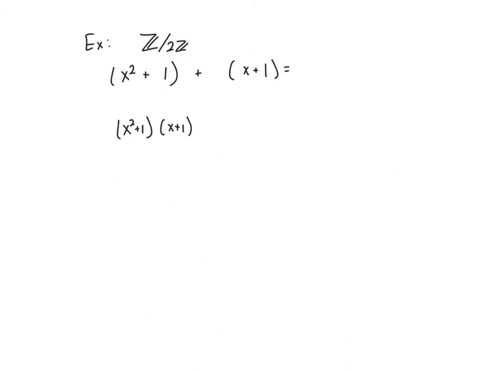So for instance, working in Z mod 2Z, here's two polynomials. Let's try to add them. The rule, of course, is that you're supposed to add coefficients of like powers. The coefficient of x squared in the first one is 1. In the second polynomial, it's 0.